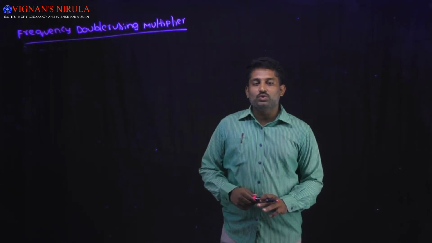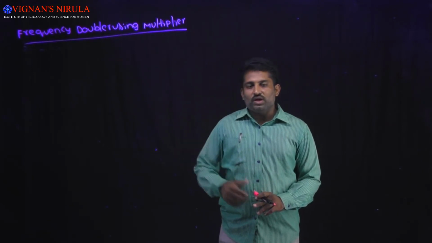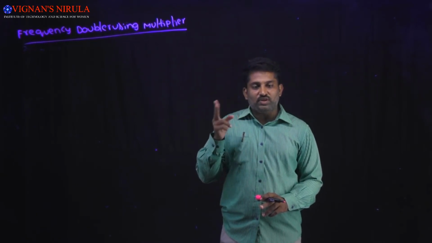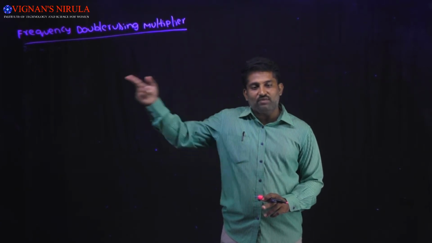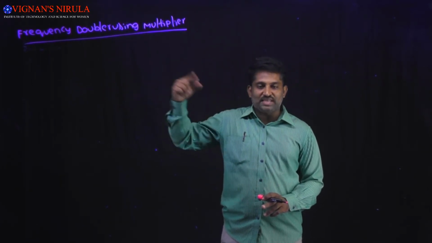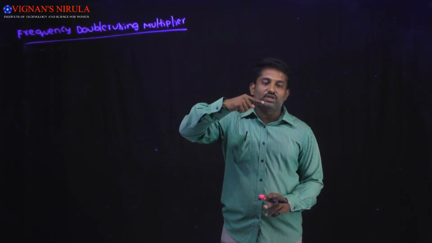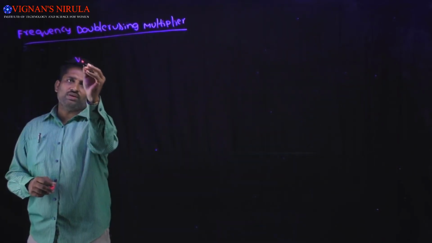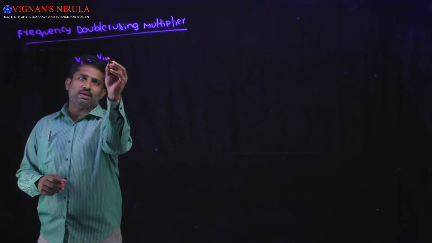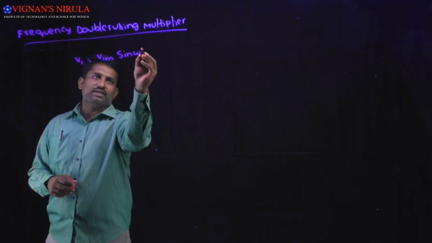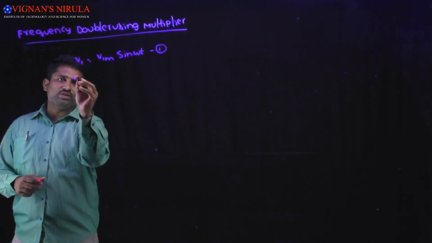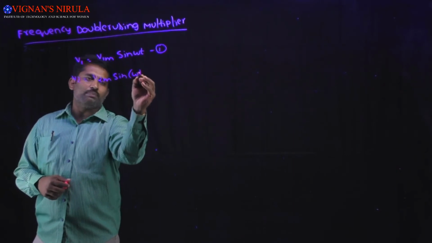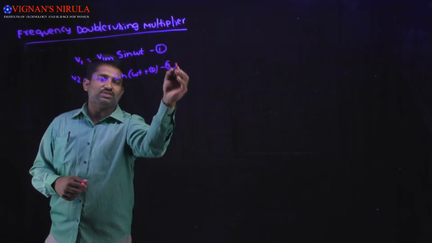Frequency doubler using multiplier. Here we are going to consider two input signals which have the same frequencies but possibly different amplitudes and phase angle, giving a signal of double frequency, which is nothing but a frequency doubler. Considering V1 is equal to V1m sine omega t, take it as equation number 1, and V2 will be taken as V2m sine omega t plus theta. Take it as equation number 2.